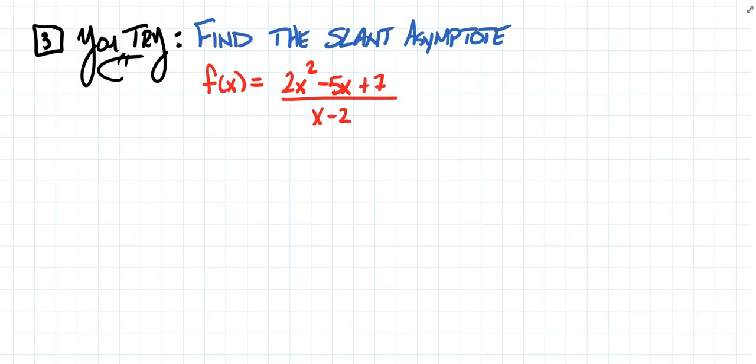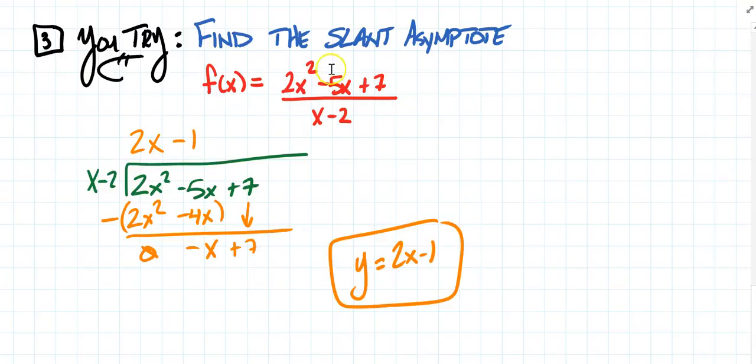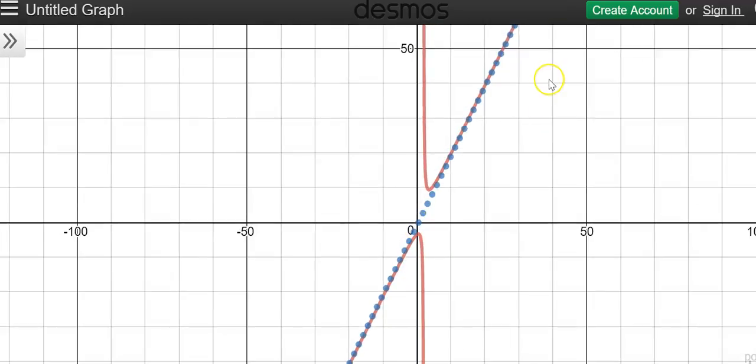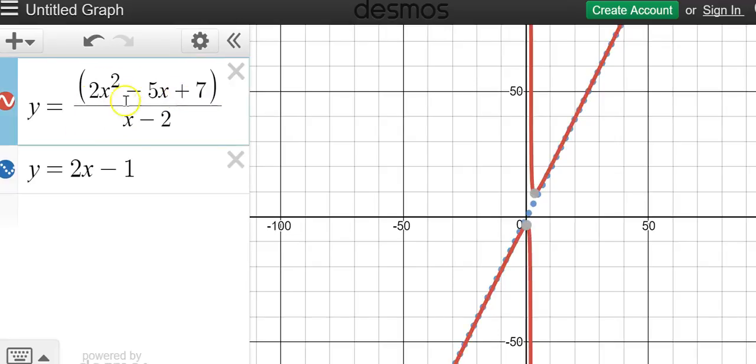Okay, here you go. Box 3, you try. Find the slant asymptote. Hopefully you recognize that the degree of the top is 2, the degree of the bottom is 1, that's separated by a value of 1. We use long division and we come up with 2x minus 1 for the slant asymptote. And I check in Desmos where indeed, yes, the line 2x minus 1 is acting like an asymptote for the rational function given to us of 2x squared minus 5x plus 7 over x minus 2.